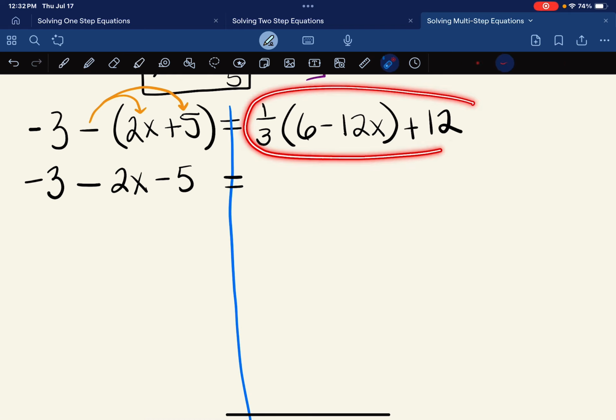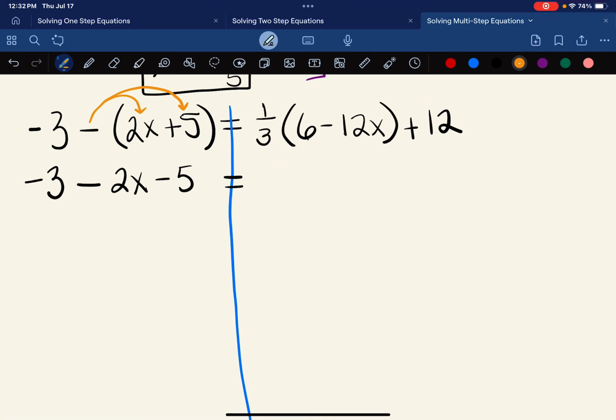The right side of my equation also has its own set of parentheses and its constant that needs to be distributed. So let's distribute 1/3 times 6. When you multiply 1/3 times 6, you get 2. And then we have 1/3 times our minus 12x. 1/3 times our minus 12x gives us a minus 4x.